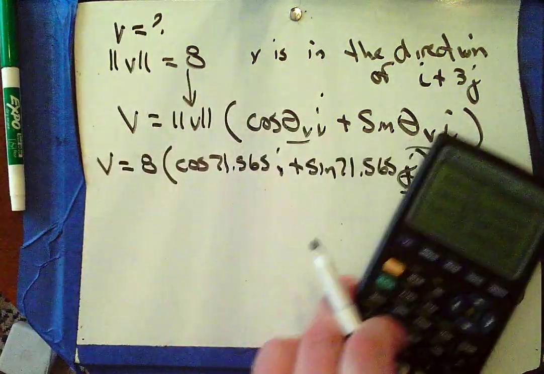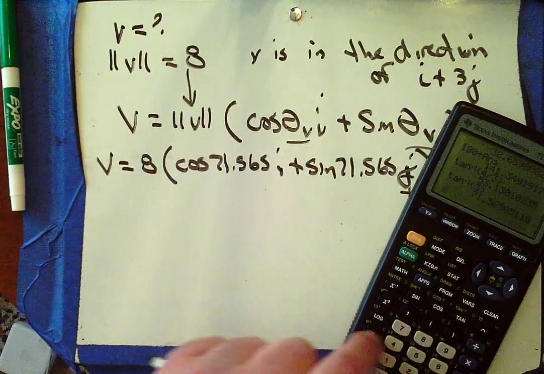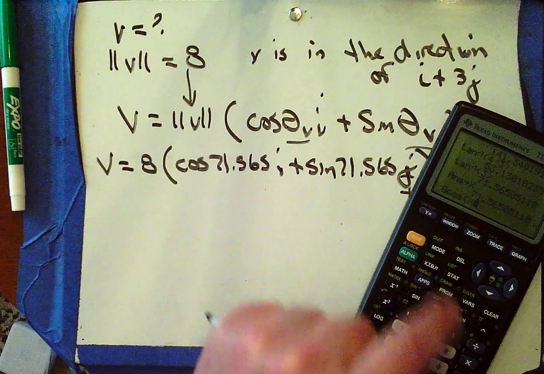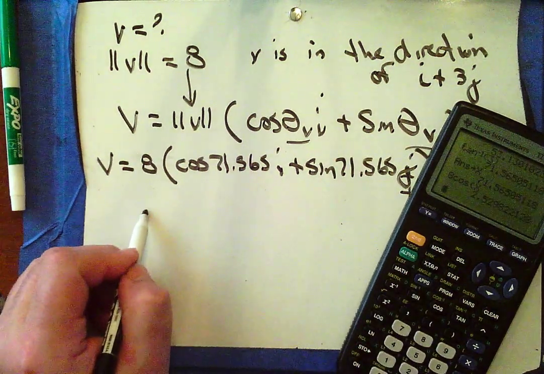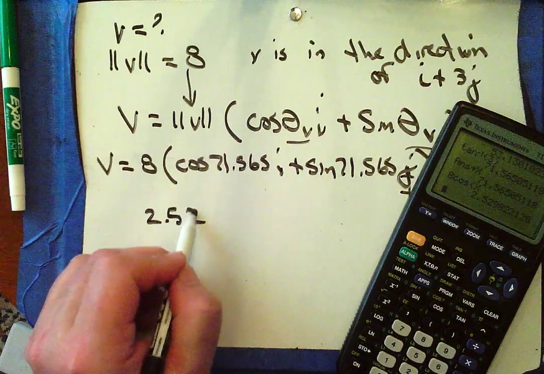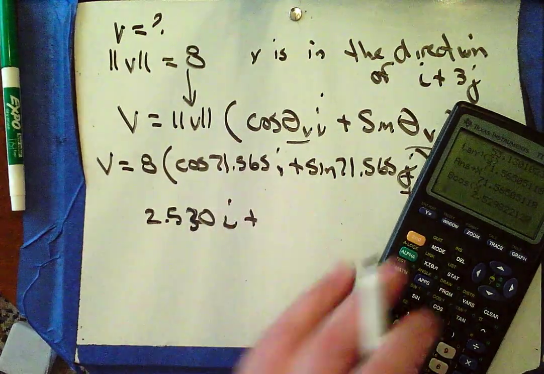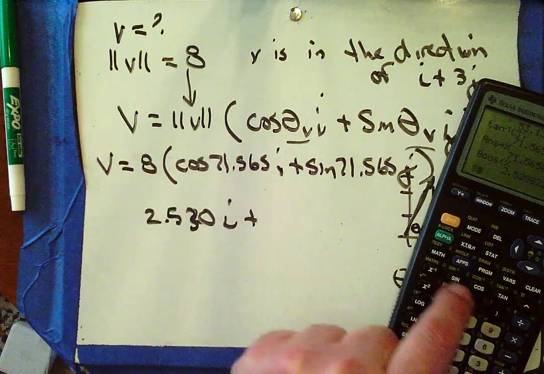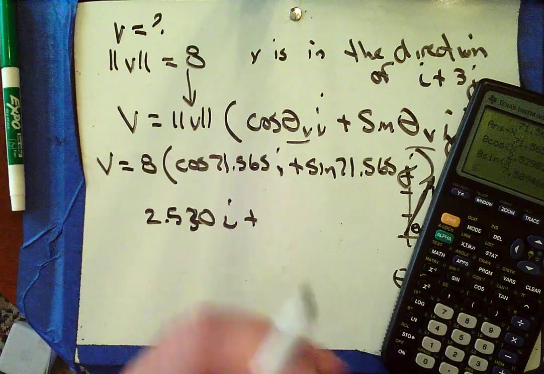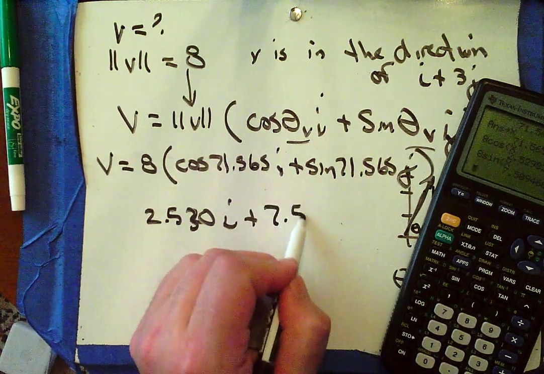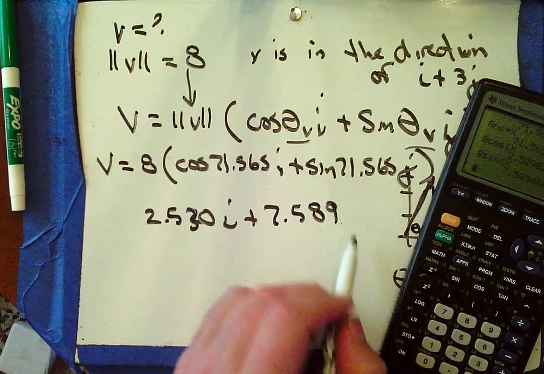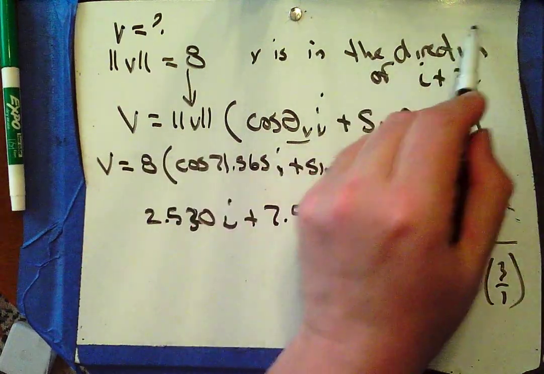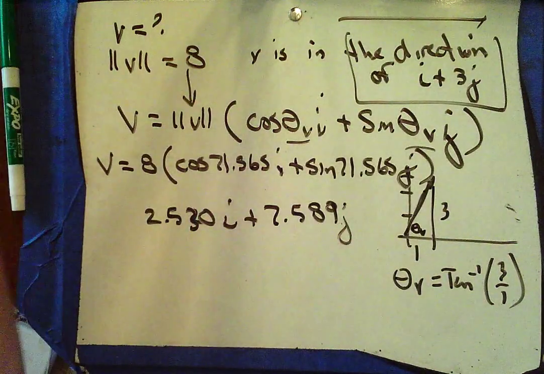Okay, so 8, let's store that in x. I want 8 cosine x, and that gives me 2.5230 i plus the sine of 71.565 times 8 sine x, then I get 7.589 j. Okay, so I had to find the direction angle with this given information to make this work.